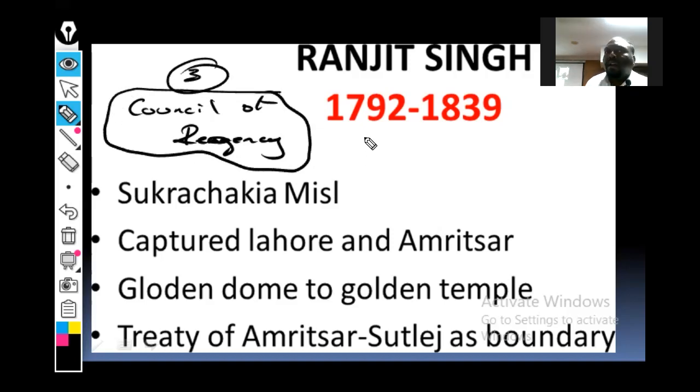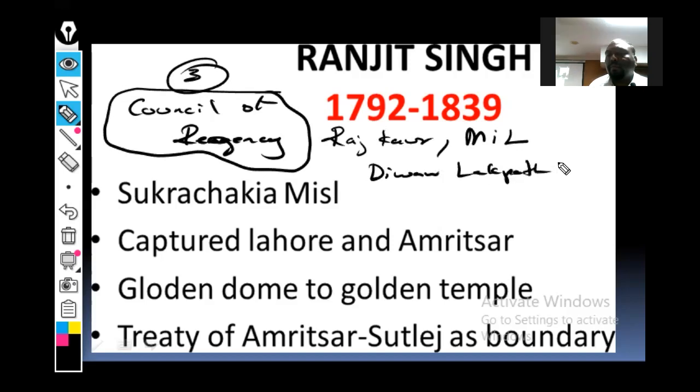Who were controlling the regency? One, Ranjit Singh's mother, Raj Kaur. Two, Ranjit Singh's mother-in-law. Three, Diwan Lakpat Rai. So these three, you can see, in-laws joining together rule.